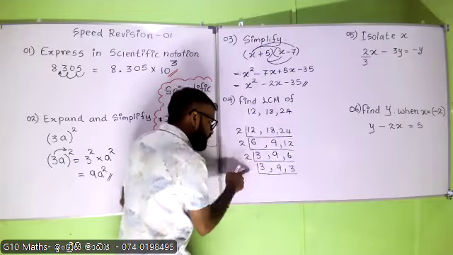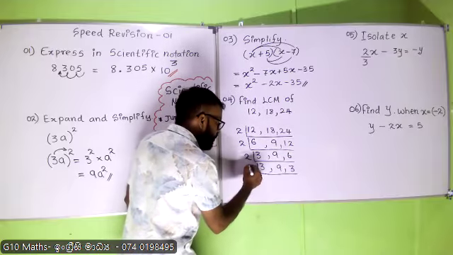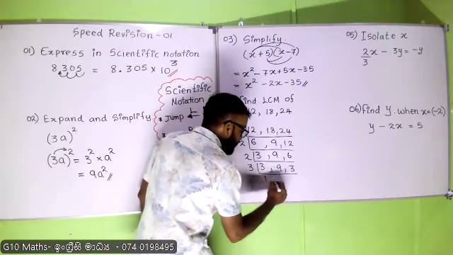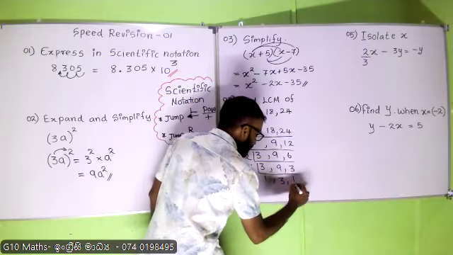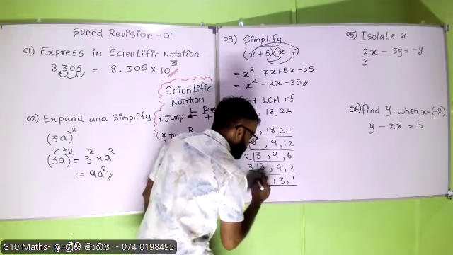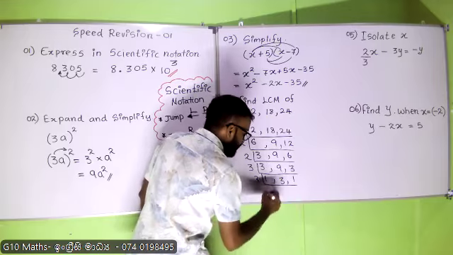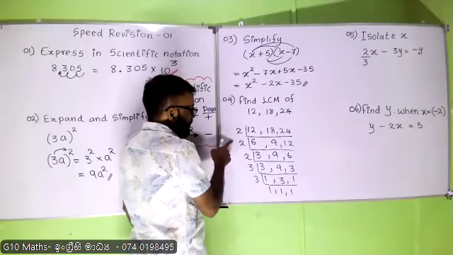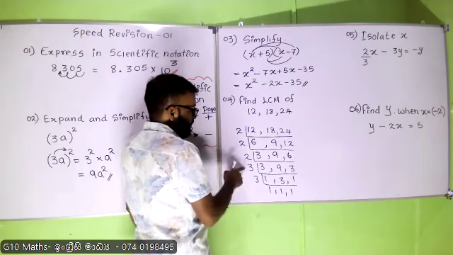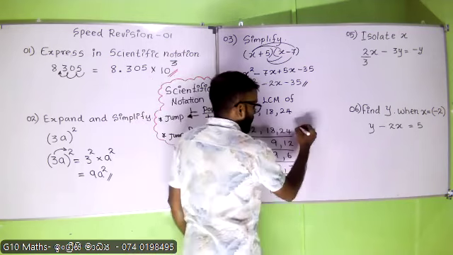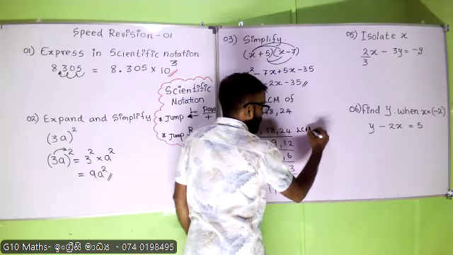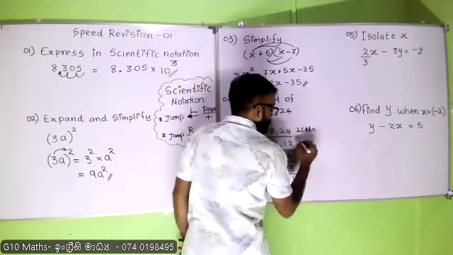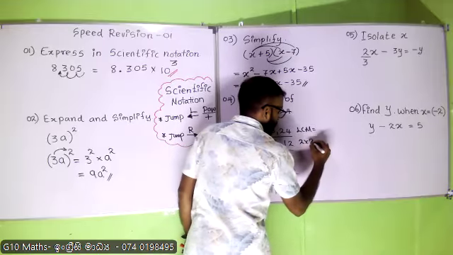Now no number can be divided by 2. So the next prime number is 3. You have to use this one. 3 times 1, 3 times 3, 3 times 1. Again we have to use 3 to divide this one. 1, 1, 1. So 2 times 2 times 2, 3 times 3. LCM can be found by multiplying the numbers that you obtained here: 2 times 2 times 2 times 3 times 3. All numbers should be multiplied together.